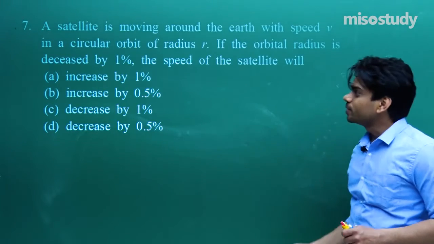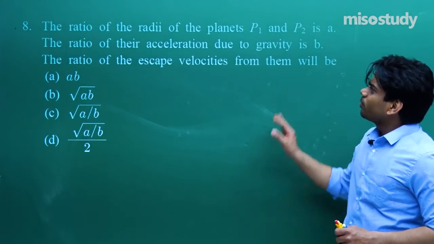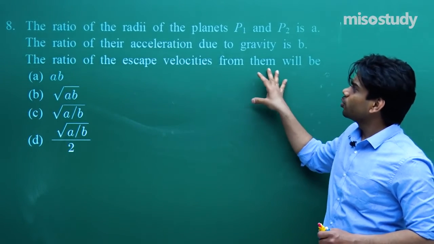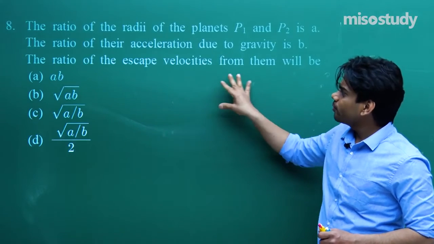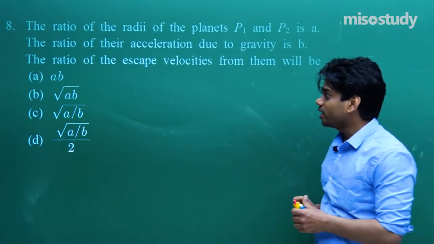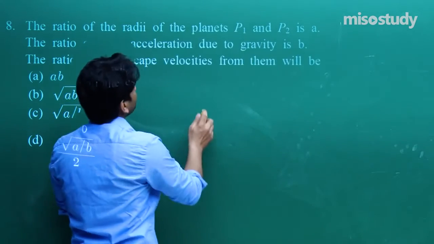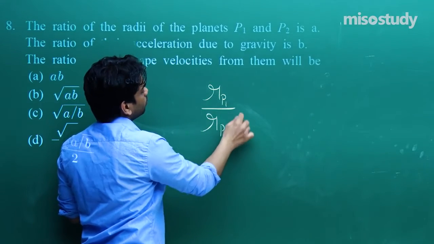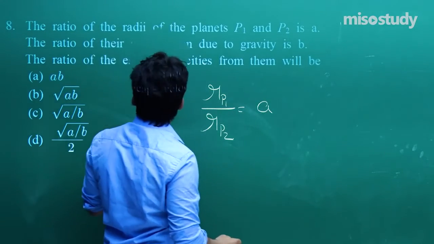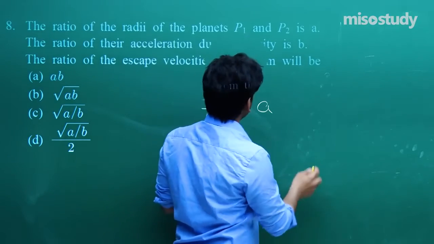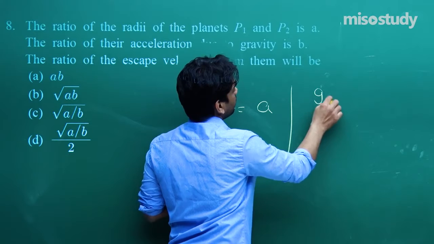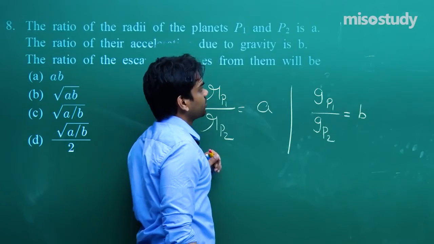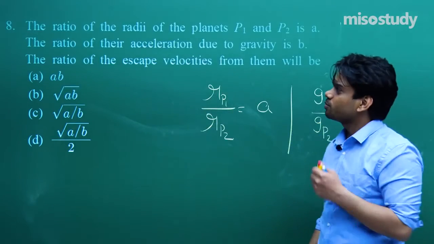The ratio of the radii of the planets P1 and P2 is A. The ratio of their acceleration due to gravity is B. The ratio of escape velocity from them will be. First of all, let me write down all the values that have been given. The ratio of radii of the planets P1 and P2, so R_P1 divided by R_P2 is A. And it's given that the ratio of acceleration due to gravity is B. Second information, g on P1 divided by g on P2 is equal to B. So I've written the complete information that has been provided.